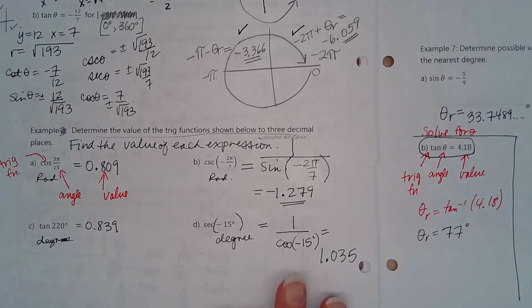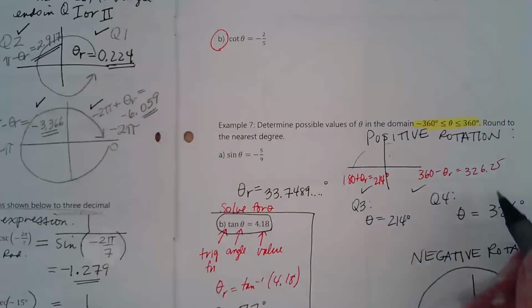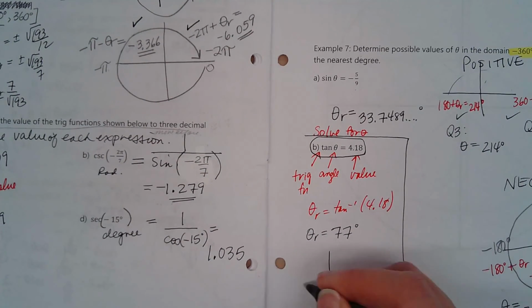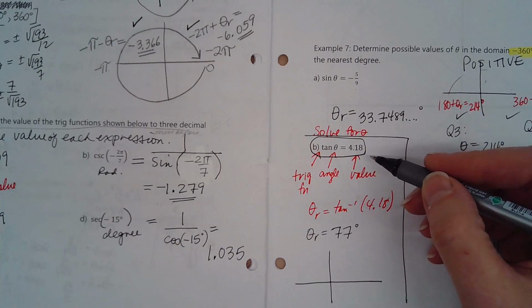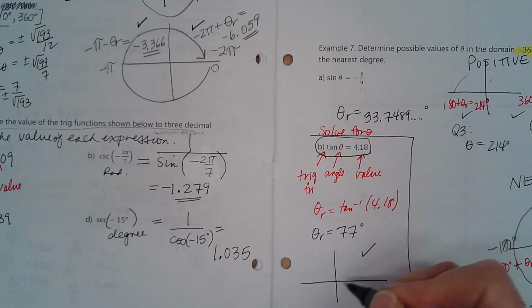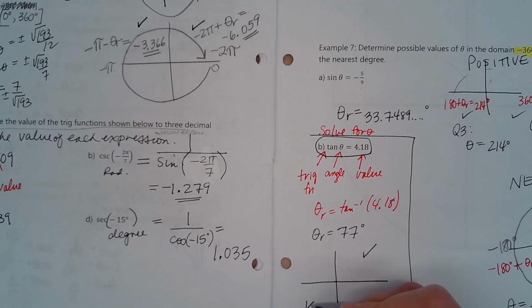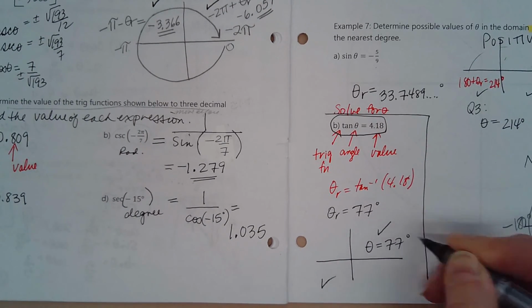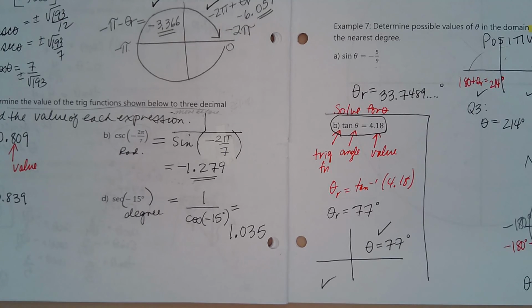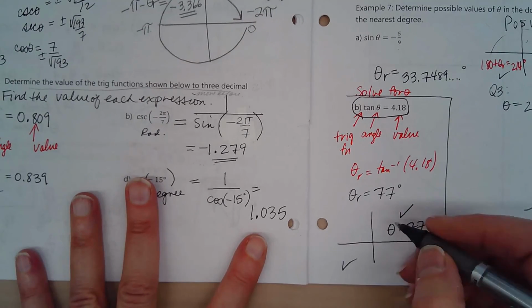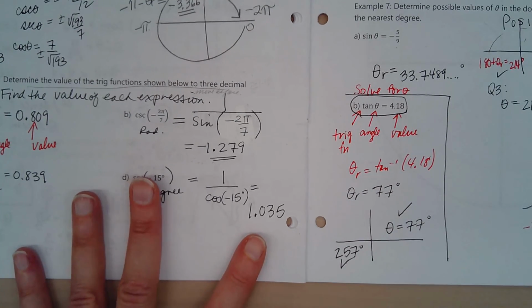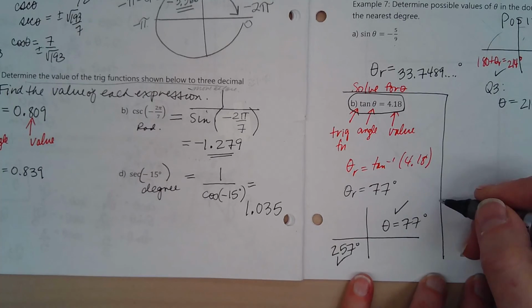Okay. Now, it said determine all values in both positive and negative rotation. So tan is a positive value, so it could be quadrant 1 or 3, agreed? So my quadrant 1 answer is always going to be my reference angle. What will quadrant 3 be? What'd you say, Joanna? 257? Okay? Let's go in the negative rotation now.